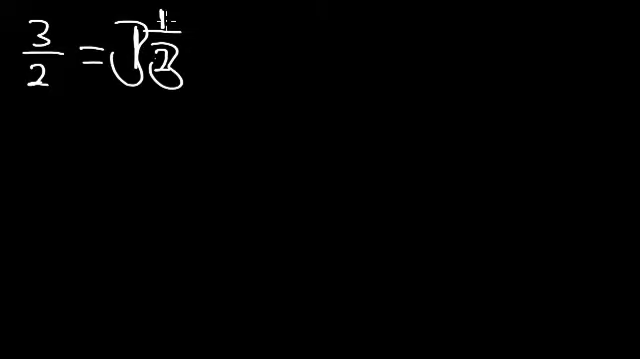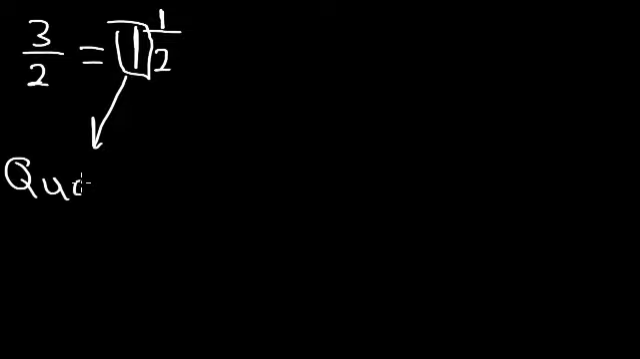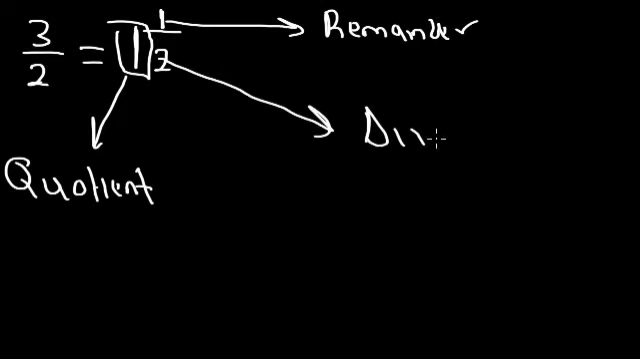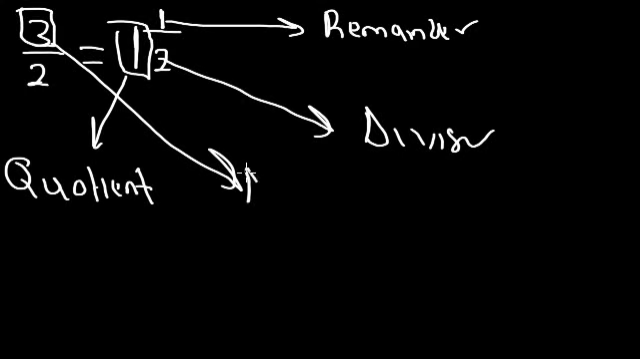Each of these numbers has a particular, genuine name. The one standing alone, this one, is known as the quotient. The one at the top is known as the remainder, while this 2 is known as the divisor. The initial 3 also has a particular name, which we call the dividend.